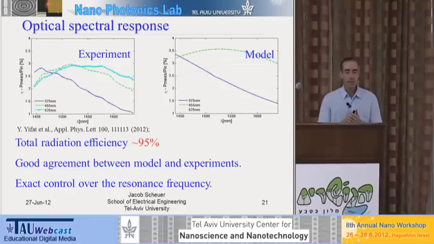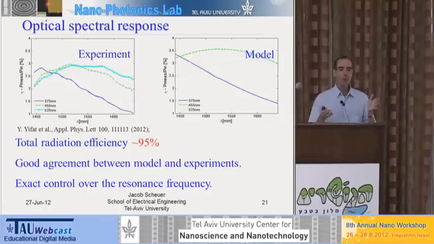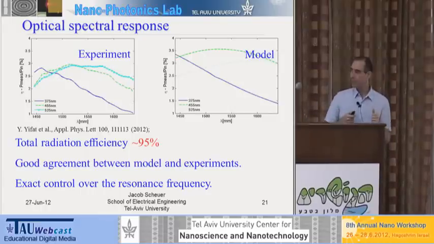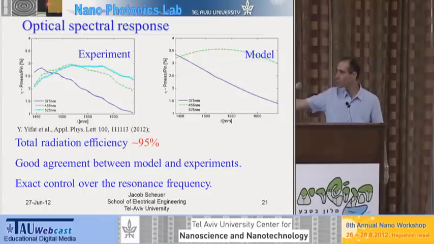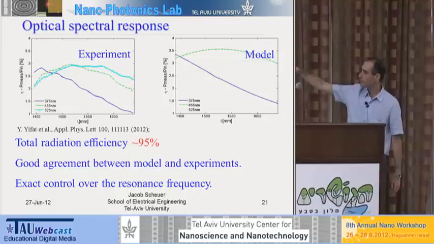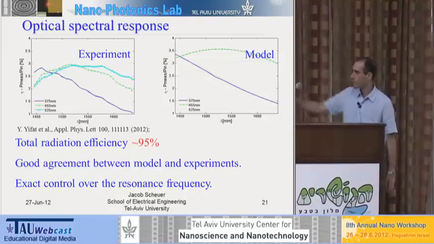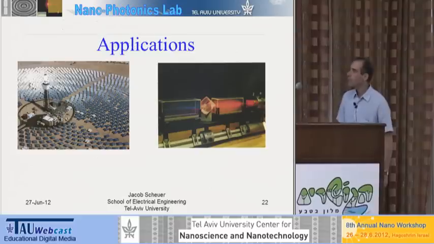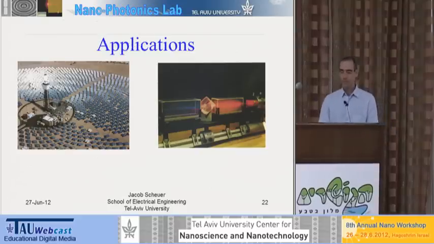One thing that you can extract is the radiation efficiency or scattering efficiency, which means how much light is being re-emitted from the antenna. And the important thing to note is that most of the light is actually being re-emitted. We don't lose much power here, only 5%, which for me was kind of a surprise. I was expecting a much lower number here. We have very good agreement between the experiments and the model, and we can, again, control the frequency and the bandwidth very nicely. So let's talk about applications, now that we understand how to make antennas at optical frequencies.